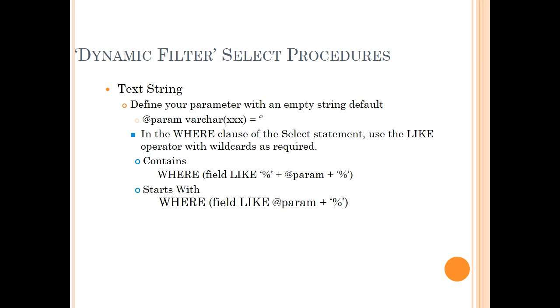So for text, we'll have a parameter, usually a varchar. Avoid char, because of the padding of characters that happens automatically with a char, a fixed length. So a varchar parameter of whatever size, just pick the biggest size you're going to need. Usually that's indicated by the fields you're looking at. And then inside the where clause, it's easy. We have our two choices.